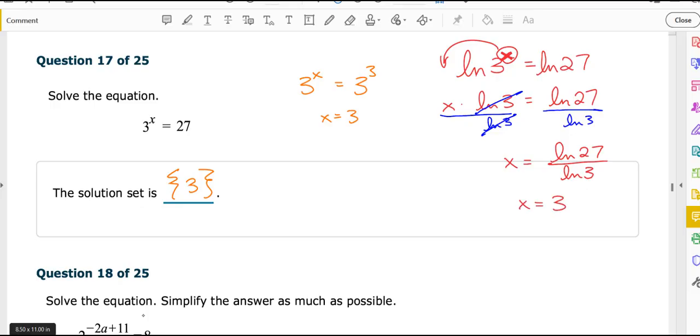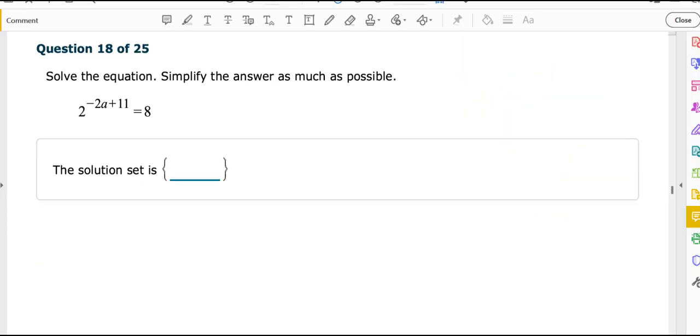Same thing with number 18. Solve the equation. Simplify the answer as much as possible. I notice that 8 is a power of 2. So I can write 2 to the negative 2a plus 11 equals 2 to what power? Okay, 2 times 2 is 4. 4 times 2 is 8. So 2 cubed is 8.